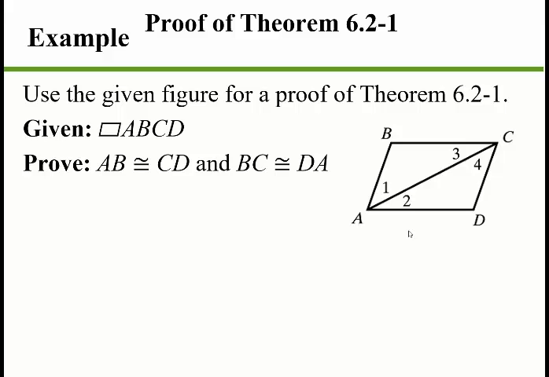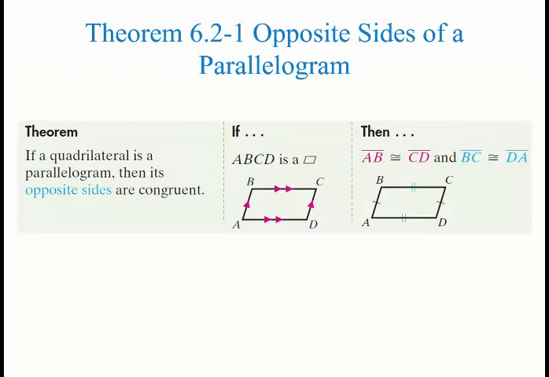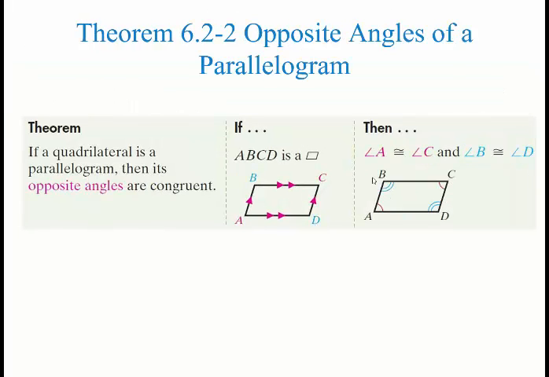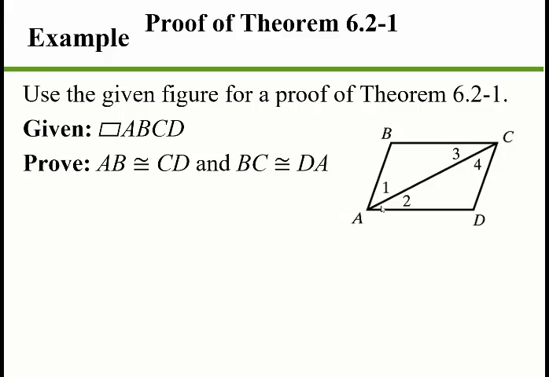All right, so let's do a two-column proof here. Let's use the given figure for a proof of theorem 6.2-1. I want to prove here that the opposite sides are congruent. Given that figure ABCD is a parallelogram, that's all you're given, prove that side AB is congruent to side CD and BC is congruent to DA. What you're going to have to do here is I put a diagonal in here, and I labeled some angles. We're going to notice that there are two triangles here, so we're going to use something with triangles.